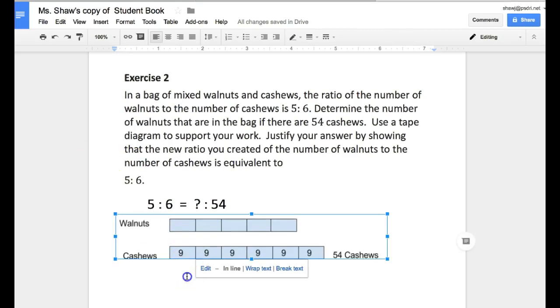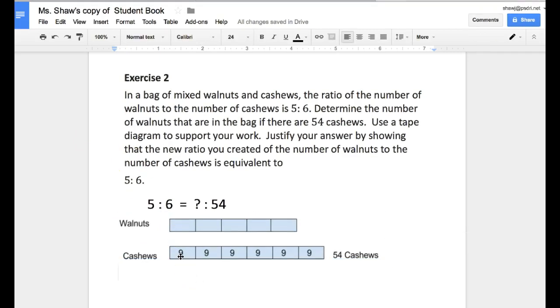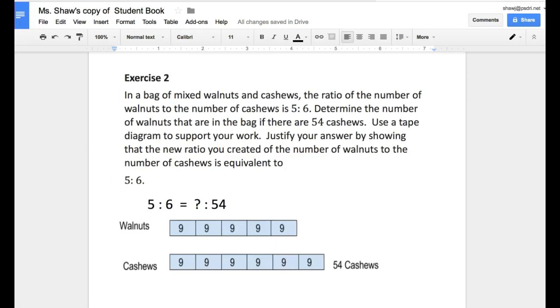And we know that if we have 9 here in these boxes, that there are 9 in these boxes as well. Which tells us then, we have 9 units times the 5 of them, so there are 45 walnuts.